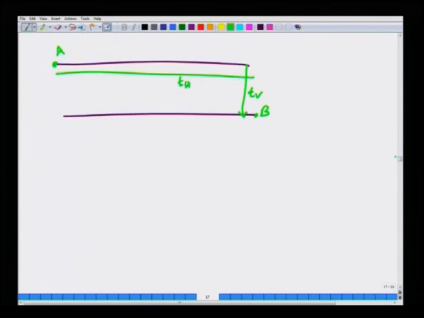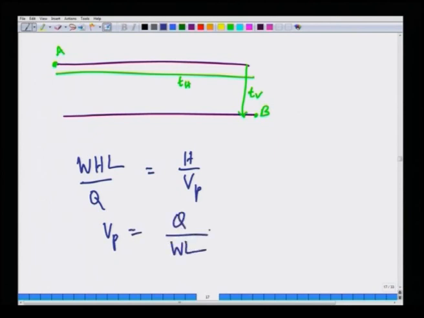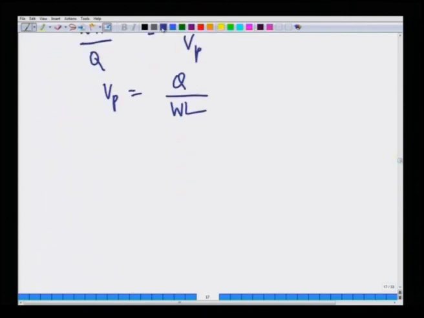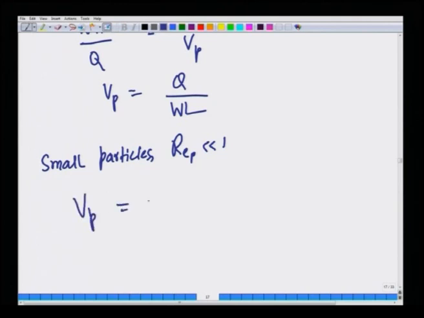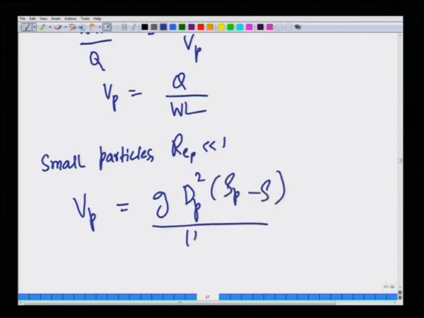So equate the two times. We will have W h L divided by Q is nothing but h divided by V p, or V p is Q divided by W L, as h cancels from both sides. Now, let us say we have small particles, and let us assume that the Reynolds number based on the particle is small compared to 1. Then we will use the settling velocity that we just derived for such particles, which is g dp squared (rho p minus rho) divided by 18 eta. We are going to substitute this here.